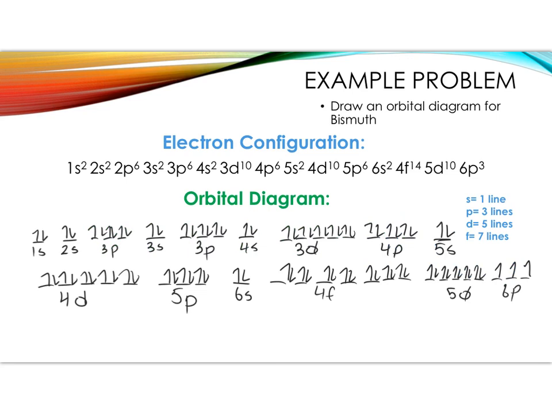And this is our last example problem for bismuth. Notice that our last orbital that we have is our 6p, and in our 6p we only have 3 electrons. So there's 1, 2, 3. You're going to fill them in all singly.